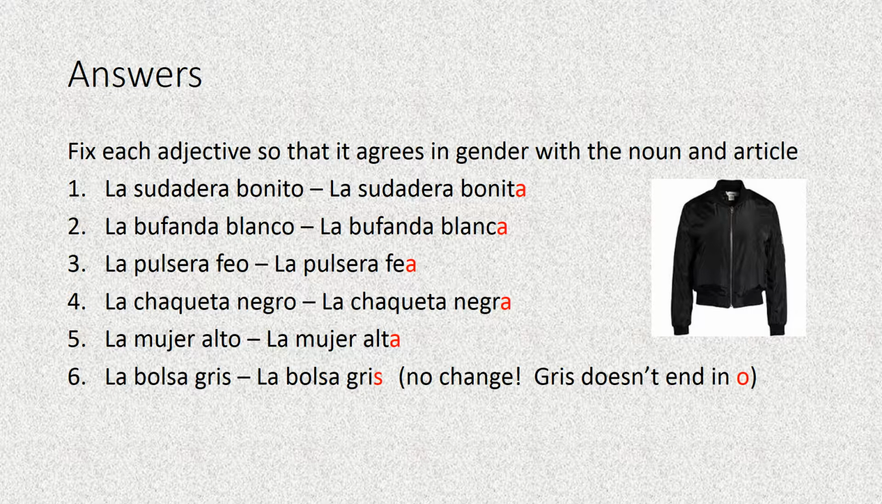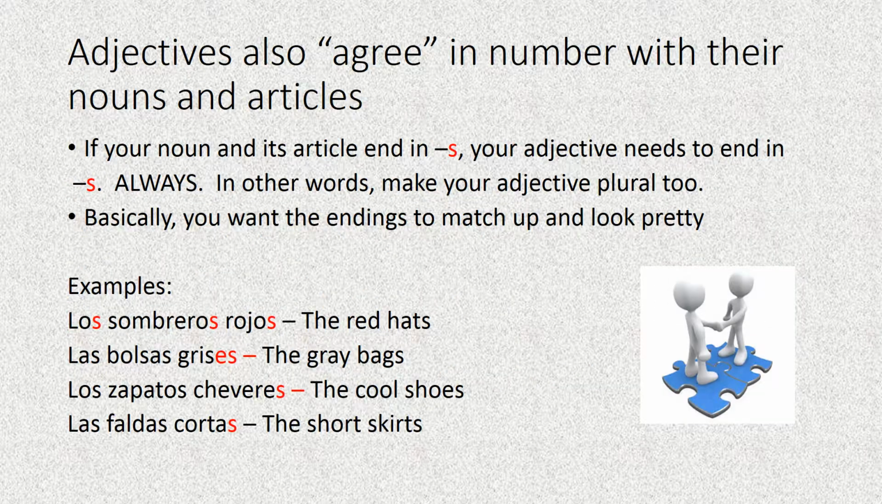La mujer, that means woman, alto, so alta, since everything's feminine there. And then there's our trick one, number 6, la bolsa gris. We don't need to change that actually at all because since gris doesn't end in O, we don't need to change anything. Okay, hopefully that wasn't too bad because there's one more little rule we have to add.